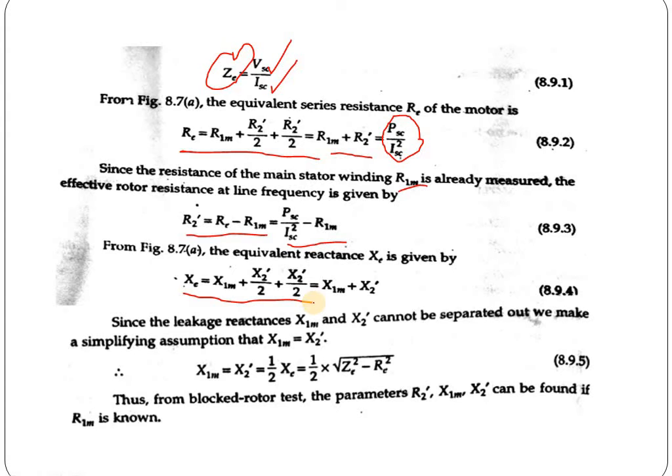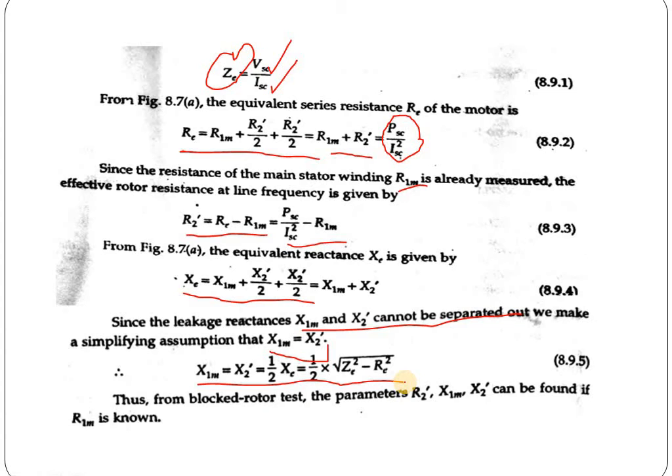Since the leakage reactances X1N and X2 dash cannot be separated out, we make a simplifying assumption that X1N equals X2 dash. Now X1N equals X2 dash equals 1 by 2 XE, that is half of root over ZE square minus RE square.